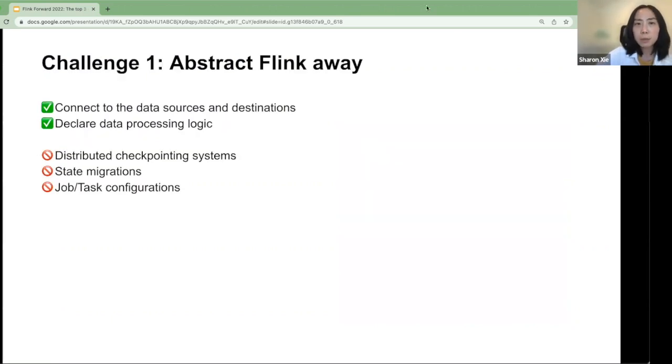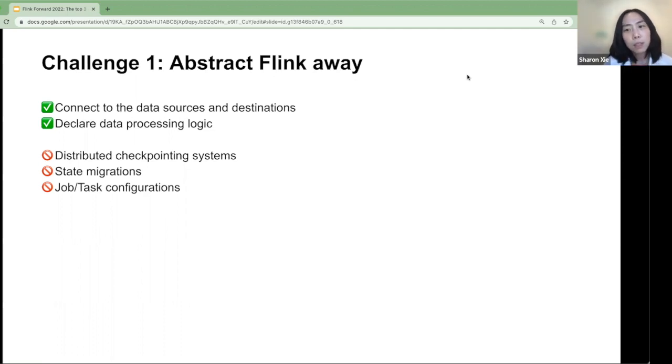So the first challenge being, how do we abstract Flink away? We know Flink is powerful and flexible, but it's really complicated, like I already mentioned. So instead, we think it's possible for users to just think about how do I connect to the data sources and things, and how do I declare my data processing logic.